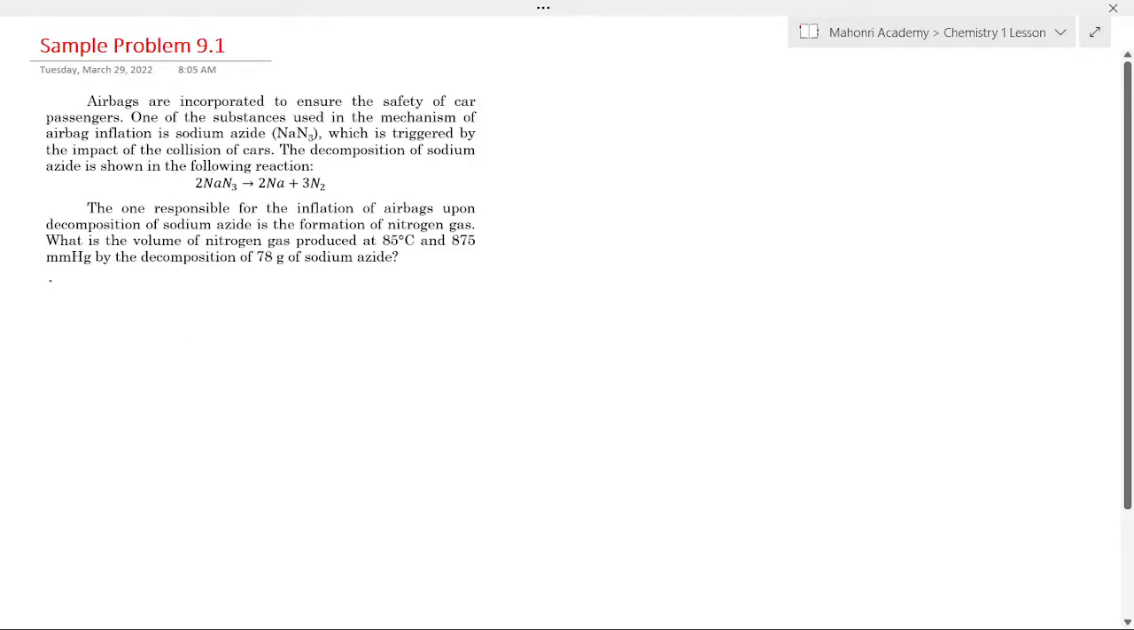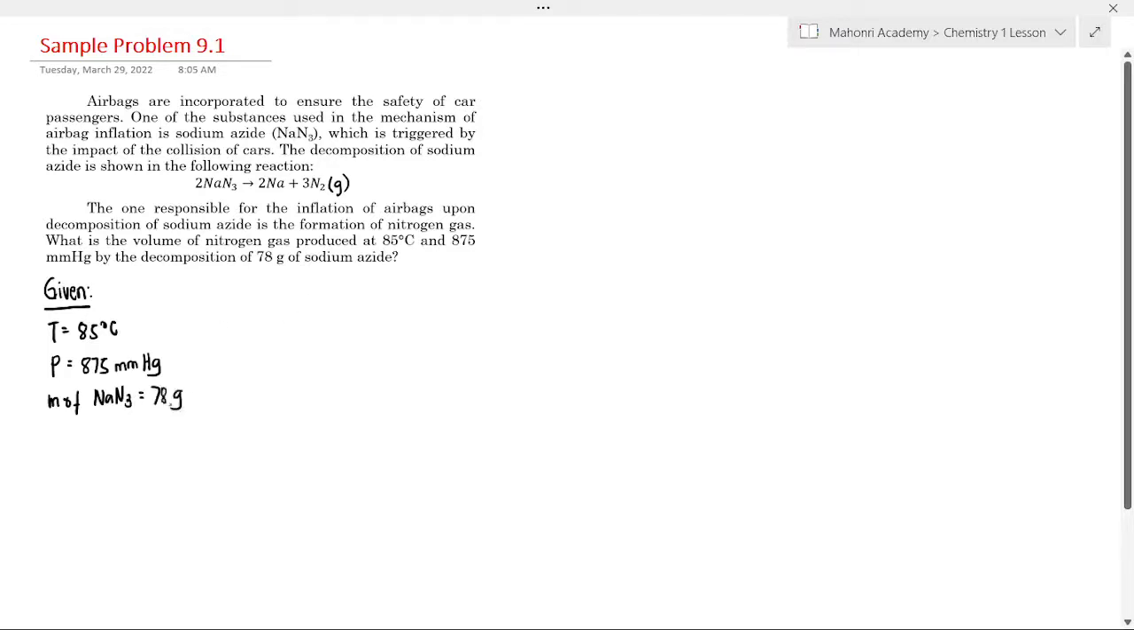Okay, so let's begin this sample problem by first writing our givens. From our problem, we are given a certain amount of sodium azide, right? We are also given a certain temperature and a certain pressure, because at the end of the day what we want to find is the volume of our nitrogen gas. So our gas is nitrogen and it is our product, right? So let's write our givens. The chemical equation is subjected to a temperature of 85 degrees Celsius. Moreover, it is at a pressure of 875 millimeters of mercury. And we are also given the mass of our sodium azide, or NaN3, which is equal to 78 grams.